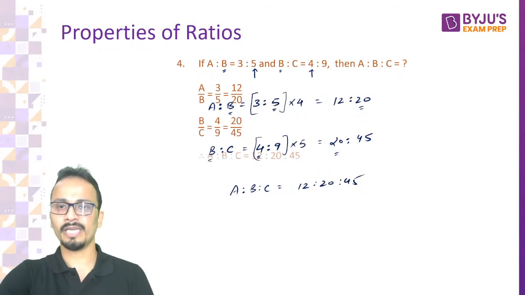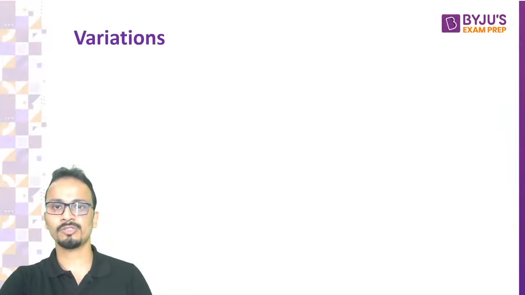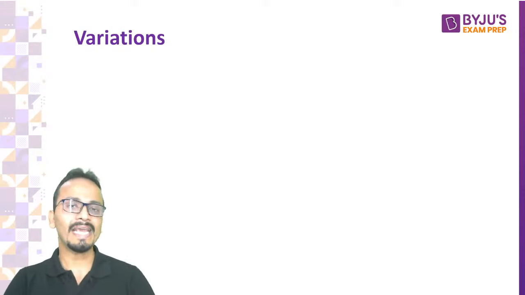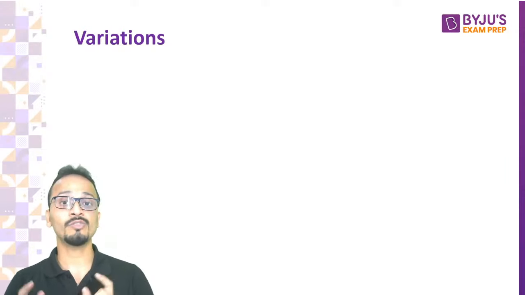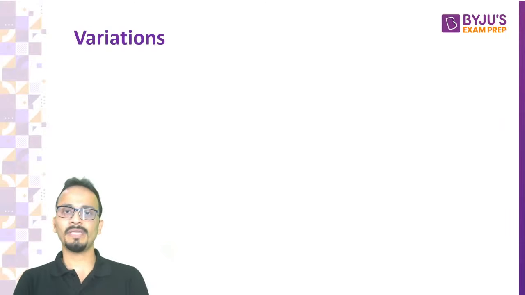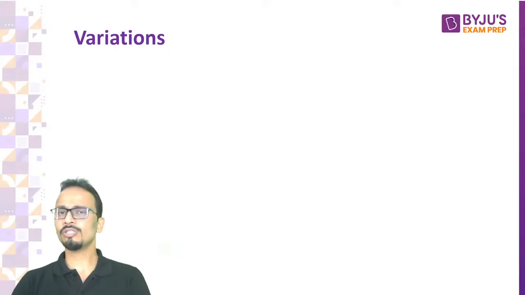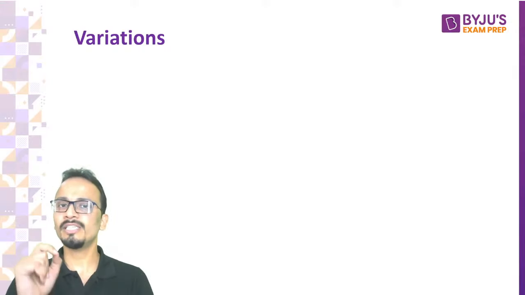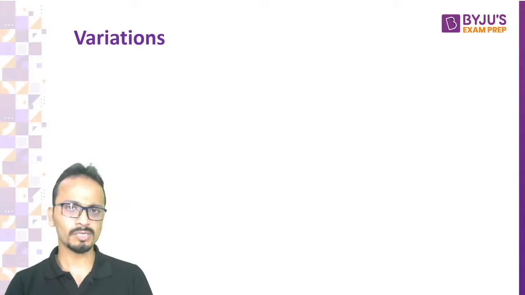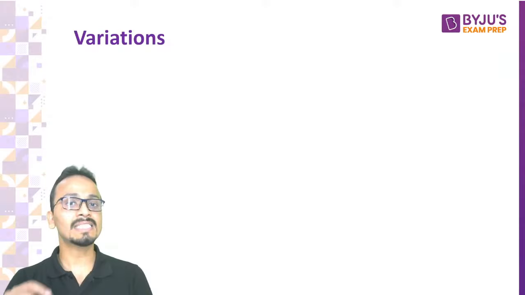Now let's move ahead and look at the next thing. So this was the basics of ratios. Now let's talk about the next important thing in this chapter, which is variations. Friends, the concept of variations can be used at a lot of places. Obviously, there is a direct application in the questions, so you will find direct questions from variations. Also, the concept of variations is used in the chapter of time and work. Also, it is used in the chapter of time, speed, distance as a shortcut.